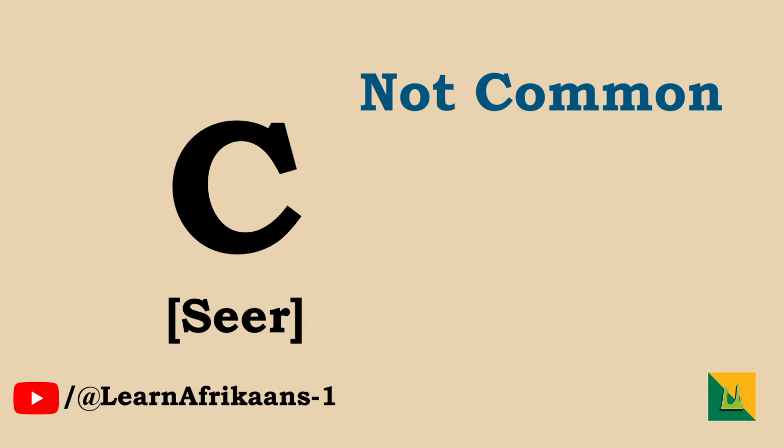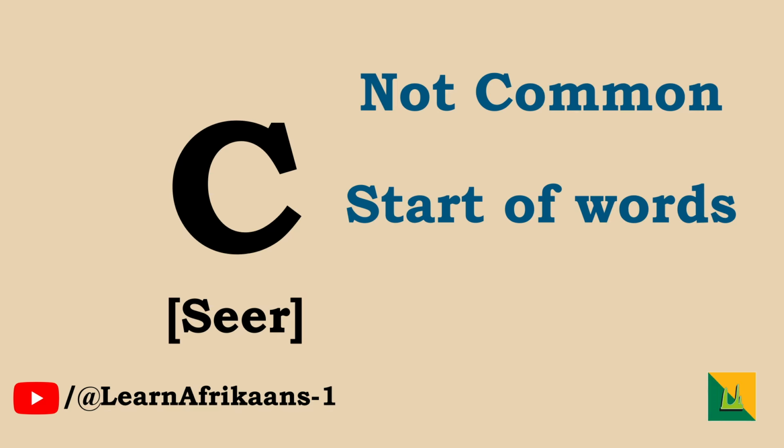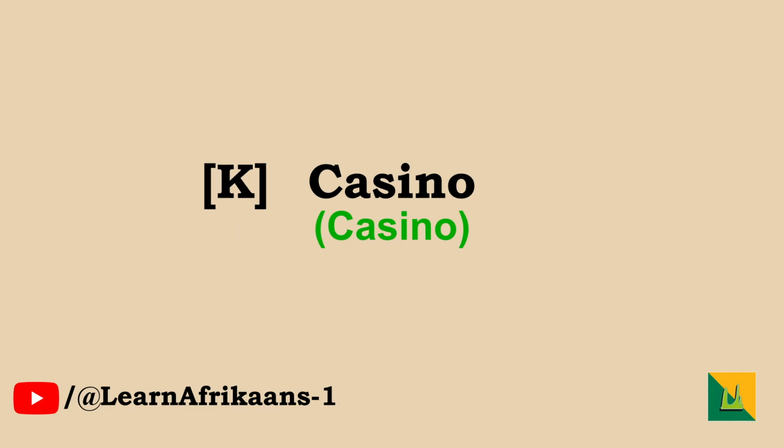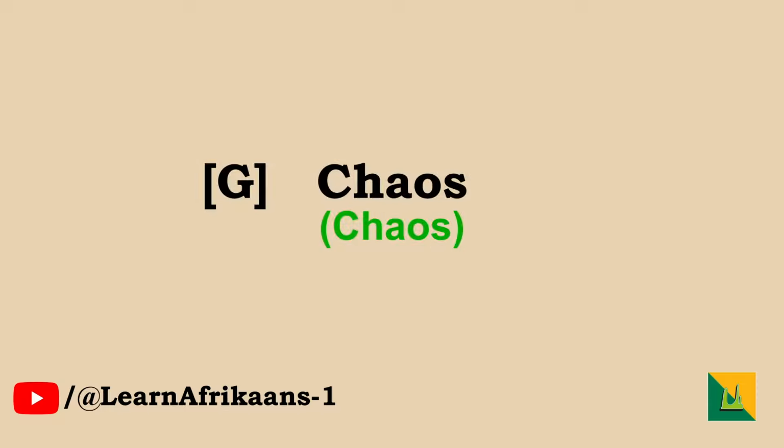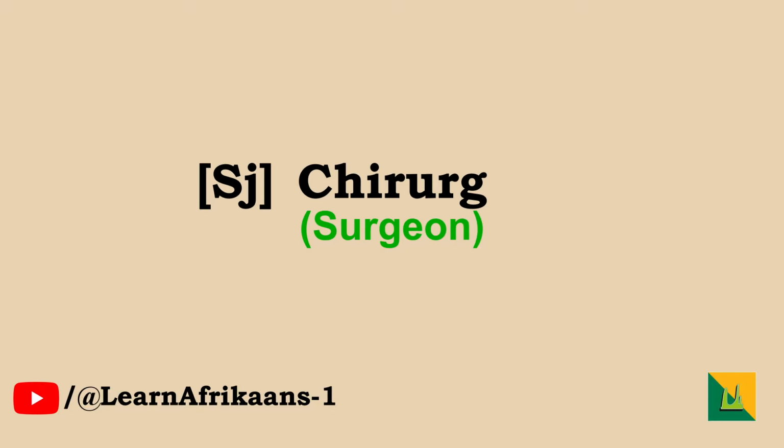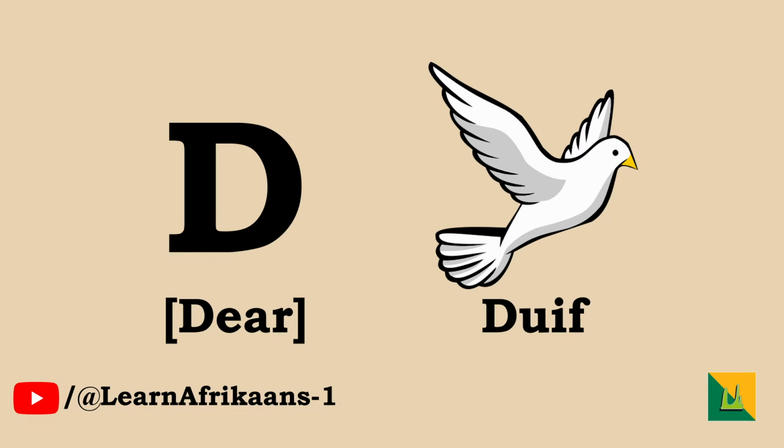The letter C is not common in Afrikaans. It almost never occurs in the middle of a word. Most of the time, the words that do start or have a C are words borrowed from other languages like English or Latin. The sounds of the C are therefore varied. It can be a K sound like in casino, or a G as in chaos, or a Sh as in chirurg. D, duif, D, duif.